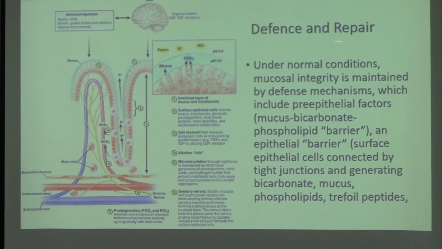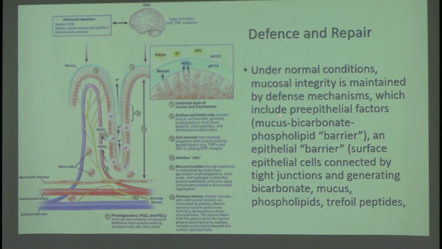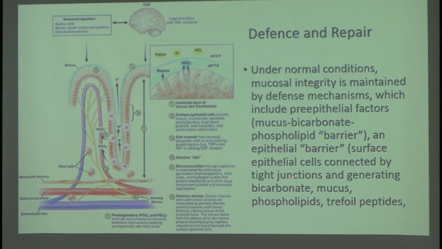Defense and repair. Under normal conditions, mucosal integrity is maintained by defense mechanisms, which include pre-epithelial factors (mucus, bicarbonate, phospholipid barrier) and the epithelial barrier: surface epithelial cells connected by tight junctions and generating bicarbonate, mucus, phospholipids, and trefoil peptides. Once the defense mechanism is strong, ulceration will not occur.